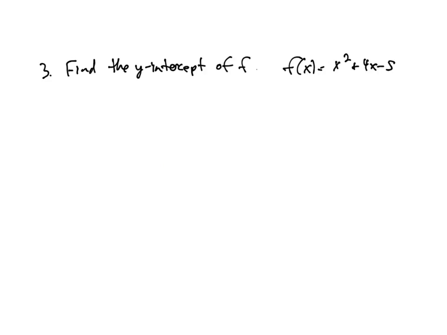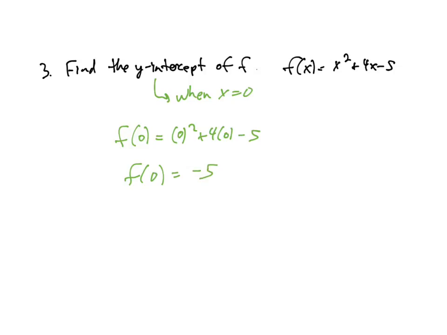Number 3 says to find the y-intercept of f. The y-intercept, as we've seen, will occur when x is equal to 0. So all we do is input 0 into the function. I get 0 squared plus 4 times 0 minus 5. So f of 0 is equal to negative 5. Writing this as a point, the y-intercept is 0, negative 5.